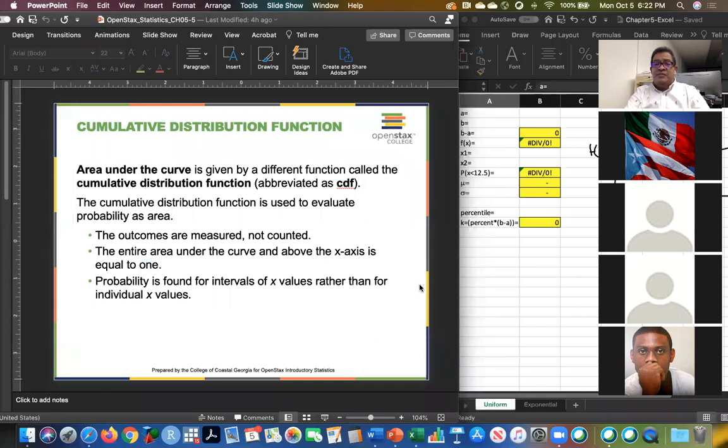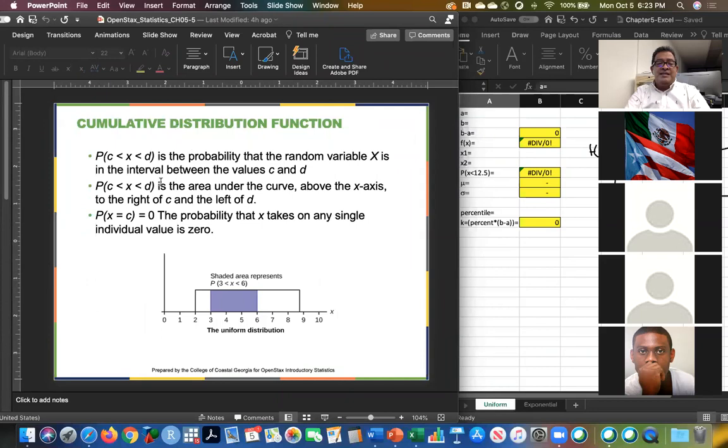In the previous case, we were able to find specific values. Here, specific values do not make too much sense. What makes sense is the interval between them. So this is an example of the cumulative distribution. This is called the uniform distribution. Let's assume that our distribution falls between 2 and 8.5. Those are going to be the extremes. So this is C and this is D. The probability that X lies between C and D is the probability that the random variable X is in the interval between the values of C and D.